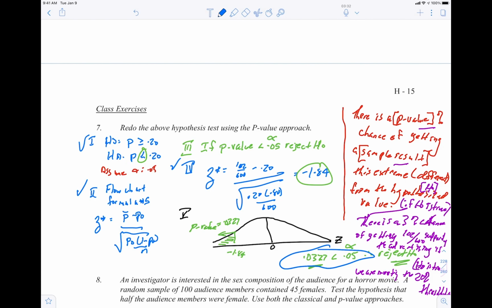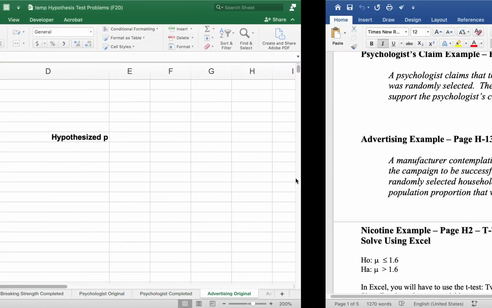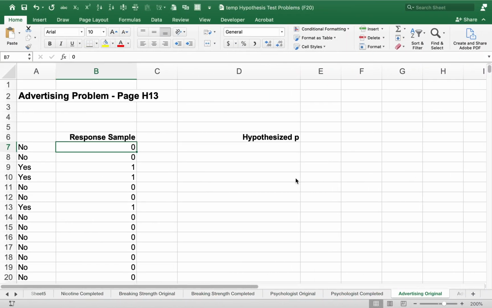Yeah. I was thinking a t-distribution there for a minute, but whenever you're testing proportions, it's always a Z because you're using a normal approximation to the binomial. So it's always a Z table that you're looking at. Let's go back here and see how we do that.